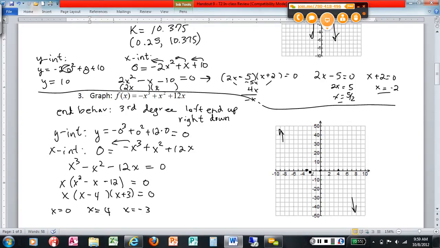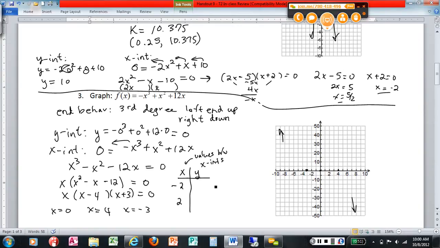All right. Now, what else did I want, remember, on this? This little table. X and y values. And what did I want to do? X values between the x-intercepts. So, since I have x-intercepts of negative 3, 0, and positive 4, how about we do x is negative 2? That would be between the 0 and negative 3. And how about a positive 2? Because that would be between 0 and positive 4.